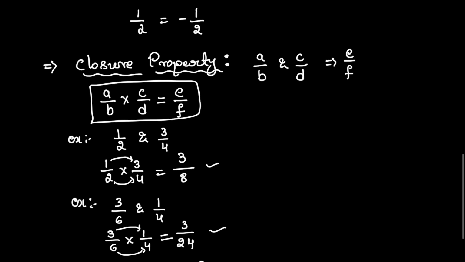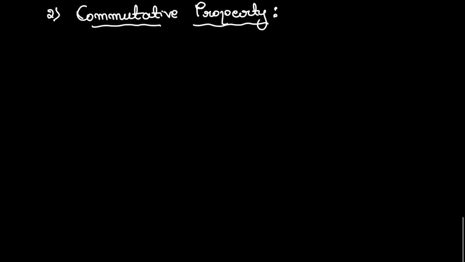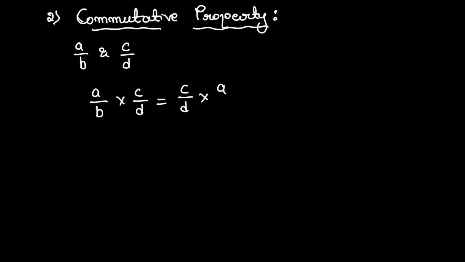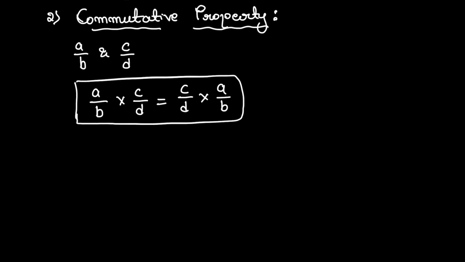Next property is commutative property. Here also we should consider two rational numbers. Those two rational numbers are considered as A by B and C by D. The commutative property formula is A by B into C by D on the left hand side, and on the right hand side C by D into A by B. If LHS is equal to RHS, the commutative property holds good in rational numbers.